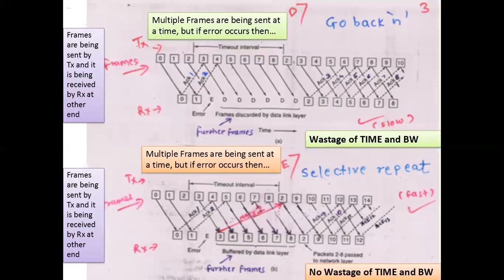These techniques are classified in two forms: noiseless channel and noisy channel. For the noiseless channel, we have already seen the techniques: simplest protocol and stop and wait protocol. For the noisy channel, we have stop and wait ARQ, go back N, and selective repeat. So these are the three techniques. This is framing, flow control, and data error detection and correction for logical link control.